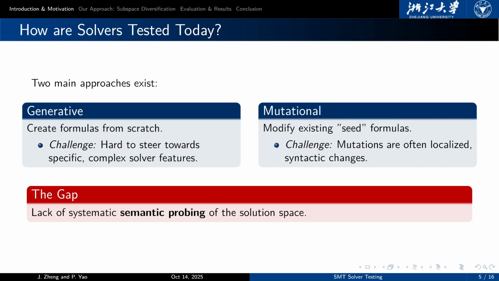This is a critical gap. There is no systematic semantic probing. Existing methods do not explore different logical regions of the solution space. This is where the deepest bugs are often found.